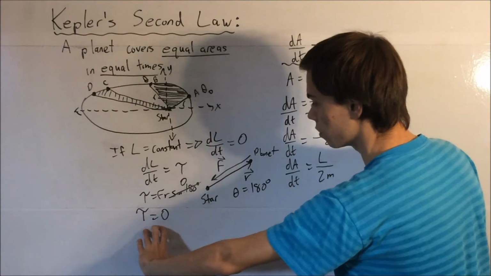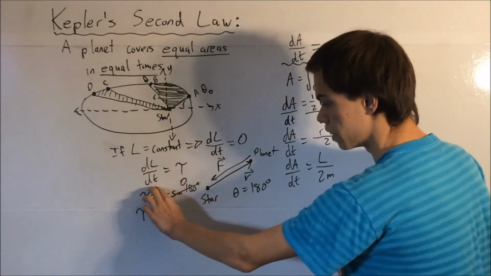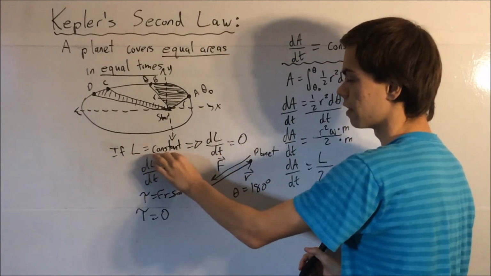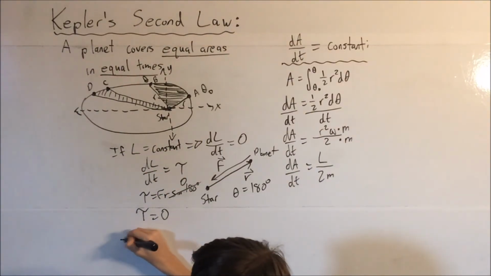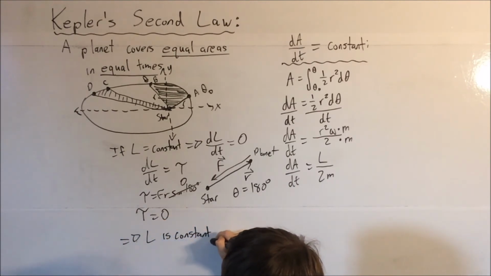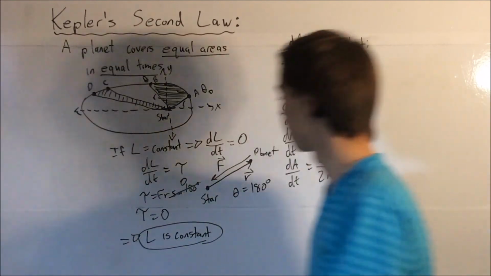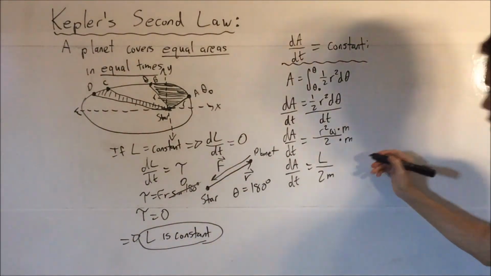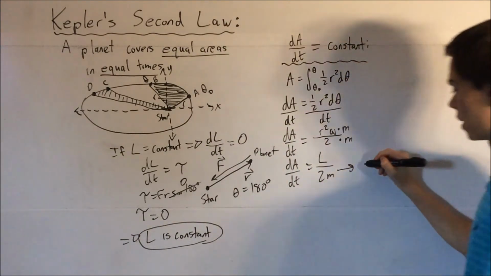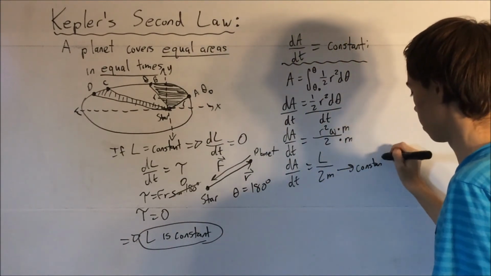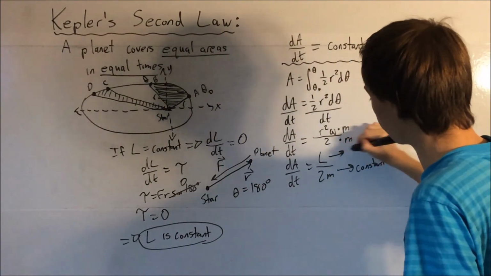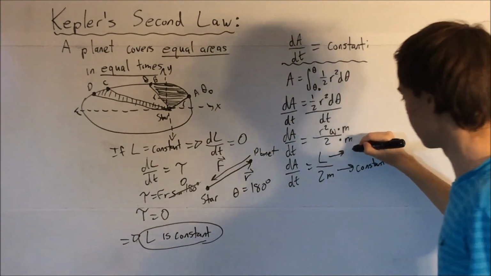And we know that if the torque is equal to 0, then dL over dt has to be 0. If dL over dt is 0, then L is a constant value. So the angular momentum of the planet is indeed constant. So we know that, of course, the denominator of L over 2m is going to be constant because the mass of the planet can be assumed to be constant. And we just figured out that the angular momentum of the planet is constant.